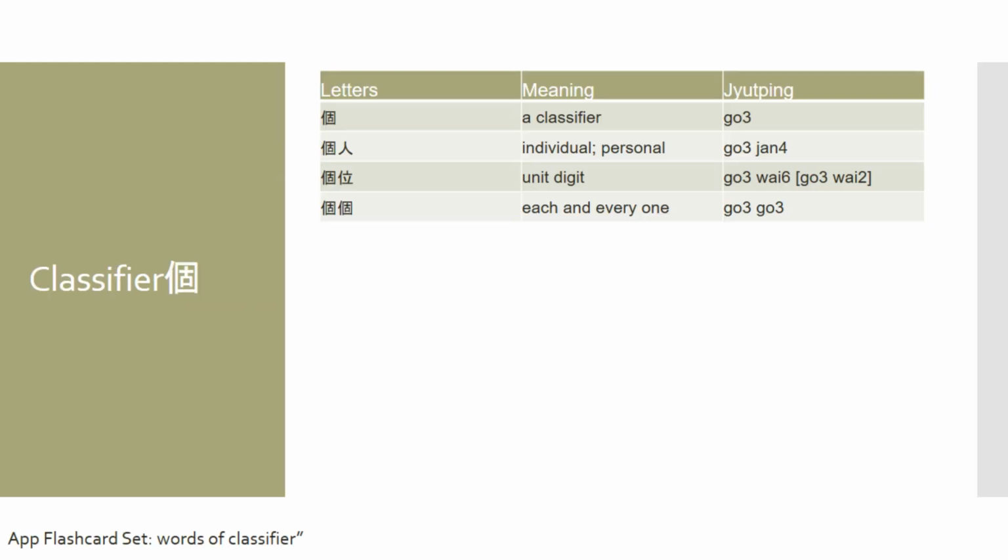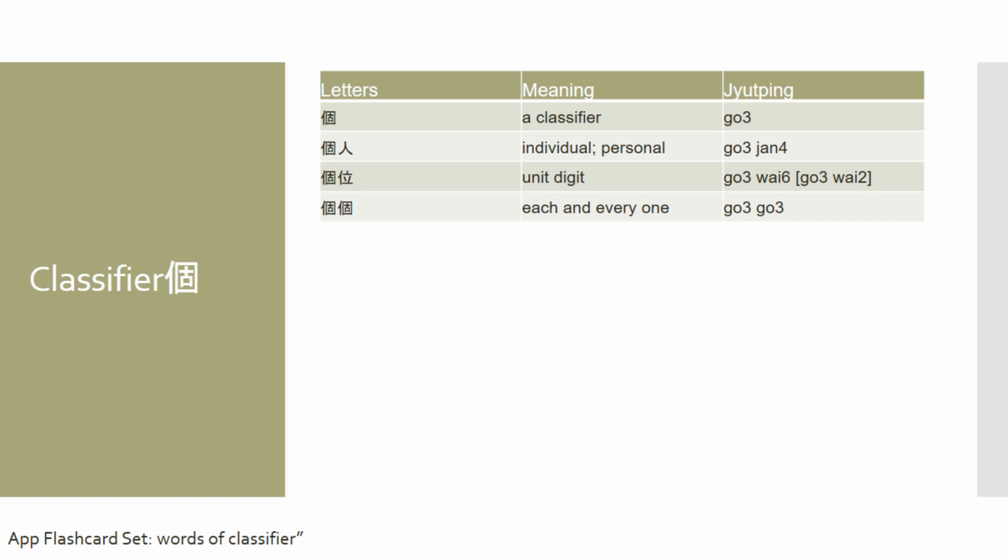So first, let us look at this common classifier. This common classifier is pronounced guo, and this is basically a common classifier for counting objects and people in general. So, for example, if you have let's say three doctors, then you would say 3個醫生. Well, of course, the most proper way is to say 3位醫生, which works too.